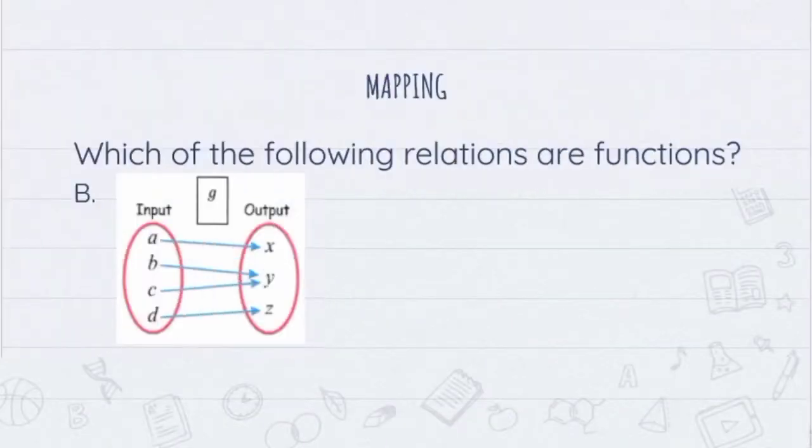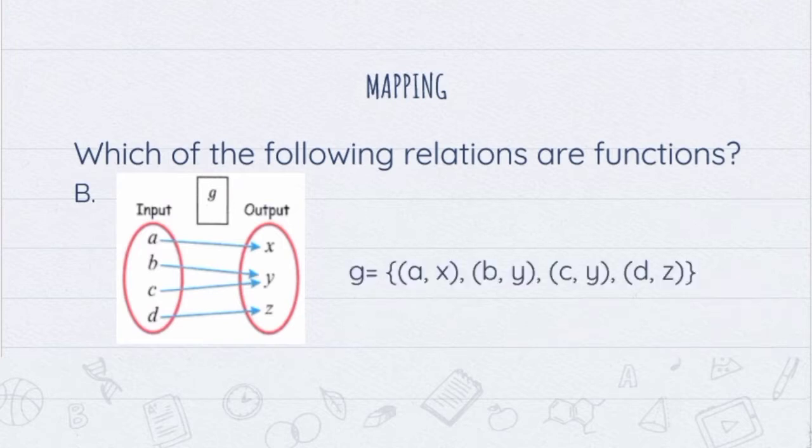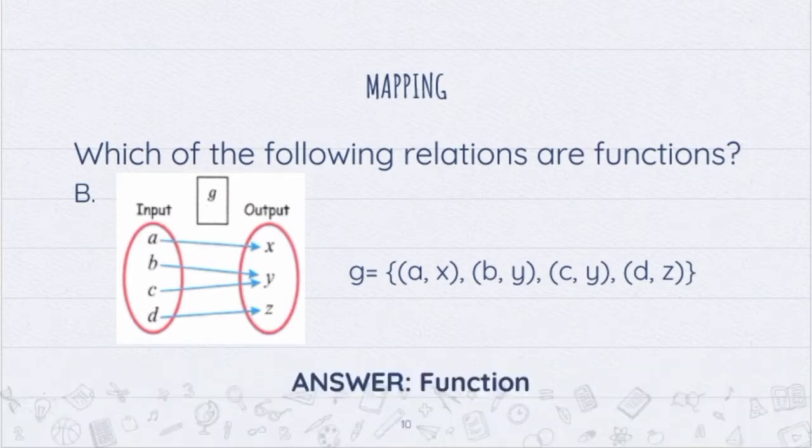We have here another map of a relation G. Again, we'll transform this one into a set of ordered pairs. Therefore, we have A paired to X, B paired to Y, C paired to Y, and D paired to Z. The y value, which is Y, was repeated twice, but again, it does not matter. As long as your x values, which are A, B, C, and D, are all unique, it is still a function.